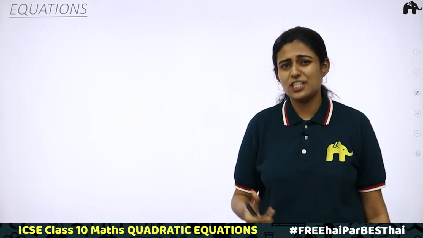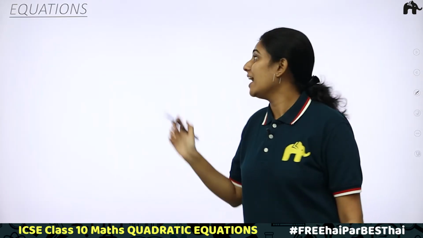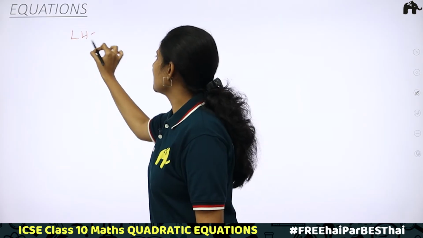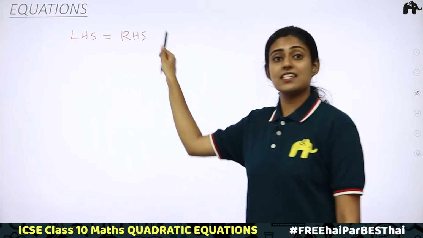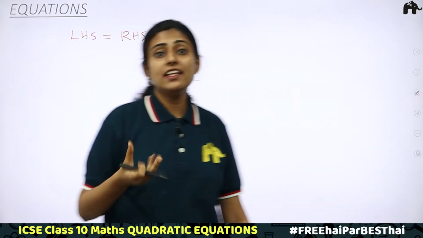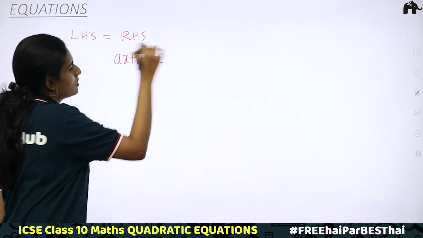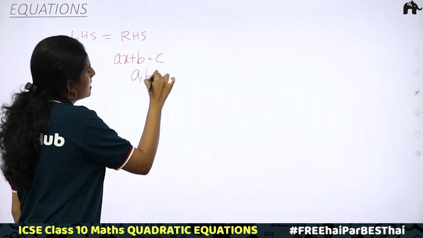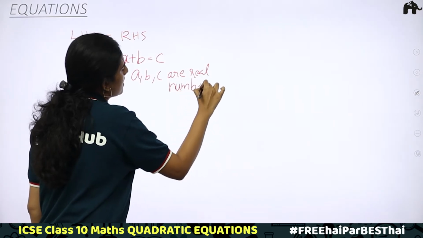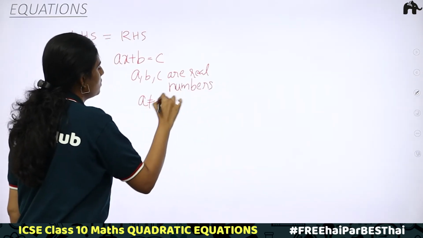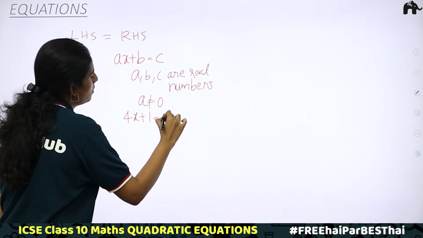Before dealing with quadratic equation, first let's see what equations are. When we studied the chapter linear inequation, we started with equations. In case of equation, we'll be having an LHS and an RHS with an equal to sign between them. That is, LHS and RHS are equal. Linear equations are of the form ax plus b is equal to c, where a, b, c are real numbers. And the second condition is a not equal to 0. For example, 4x plus 1 is equal to 8.